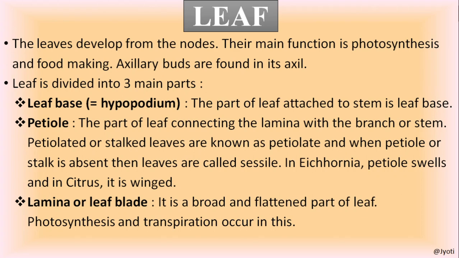So the leaf is generally a flattened, green structure which develops from the nodes of the stem. And the main function of the leaf is photosynthesis, that is the food making process. And at the axil of the leaf, the axillary buds are found. So these are the general characteristics of a leaf.